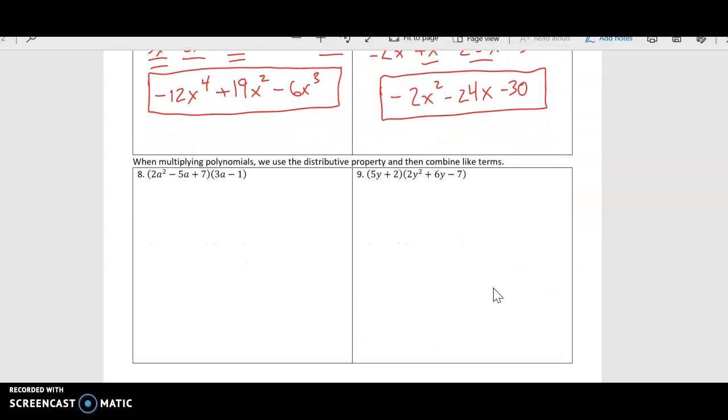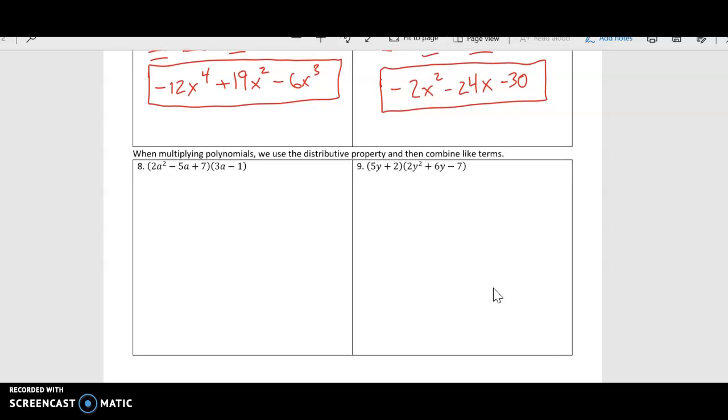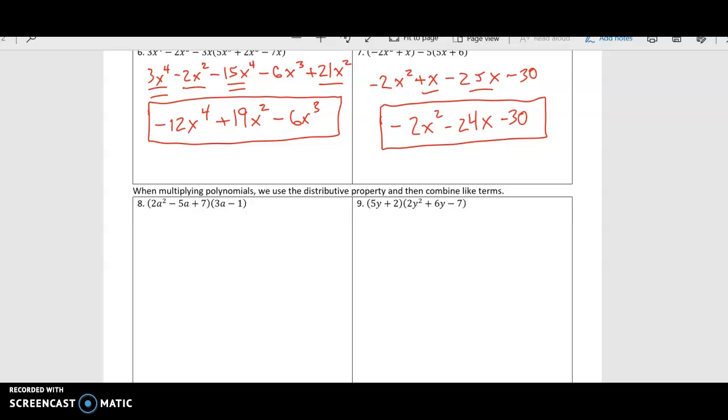We're going to be asked to multiply these polynomials together. I prefer the box method for this. This has 2 terms. This has 3 terms. So I would make a 2 by 3 box. I know some of y'all don't prefer to do that. There are other ways to multiply these, but this is the way I teach it.